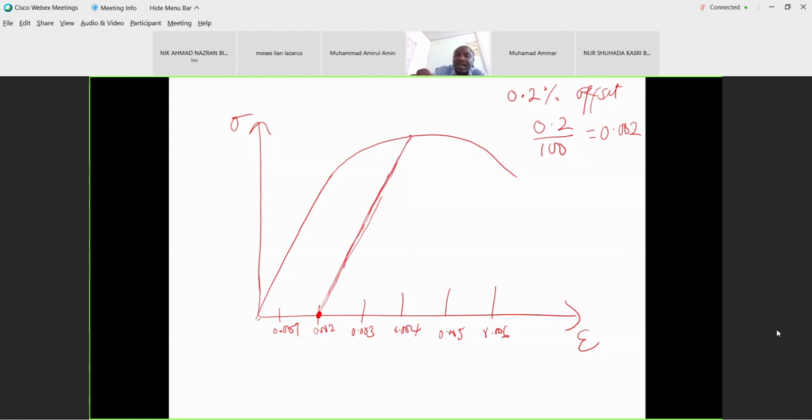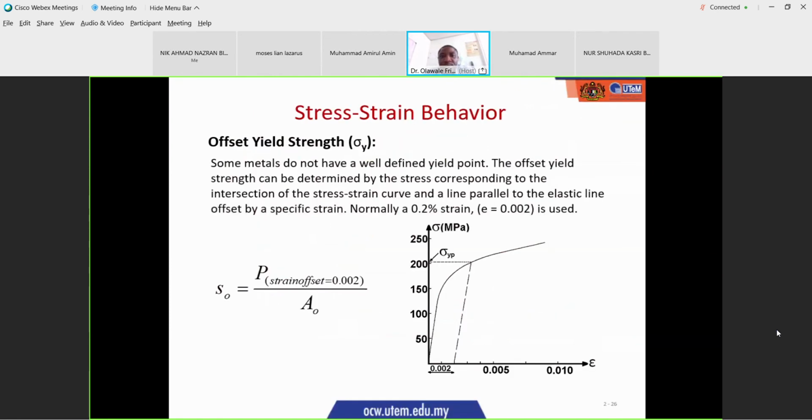So this point here is your yield point. Here you cannot get your yield stress directly. So first you calculate your 0.2% on your strain line. You draw a line parallel to this elastic line. This is your elastic line. Wherever you are touching the graph here is your yield stress. So that's what we are explaining here.